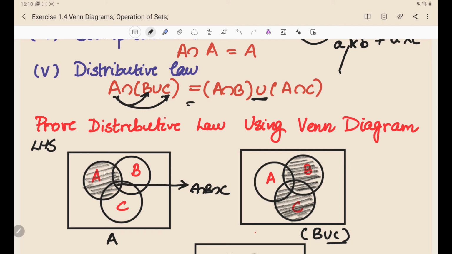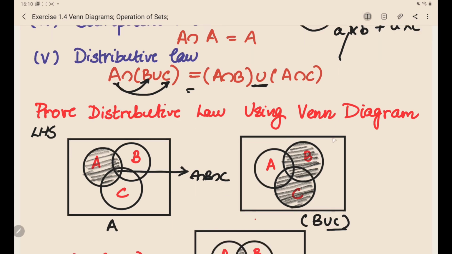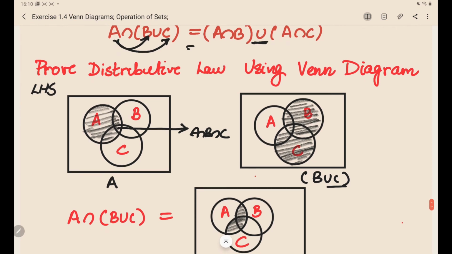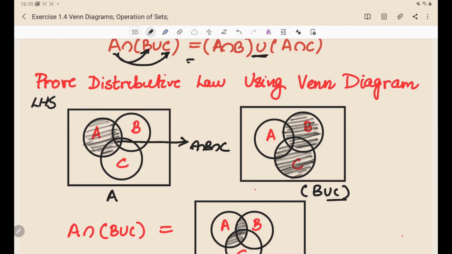N of A is what? Elements of A itself. Okay, now what is the A intersection B union C? These elements should be common from this one and this set also. What are they? That is what is written in the third figure. I hope it's clear. This is the proof for the distributive law of intersection of sets.